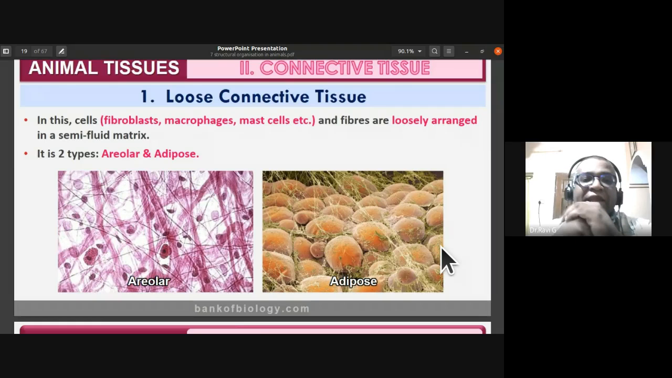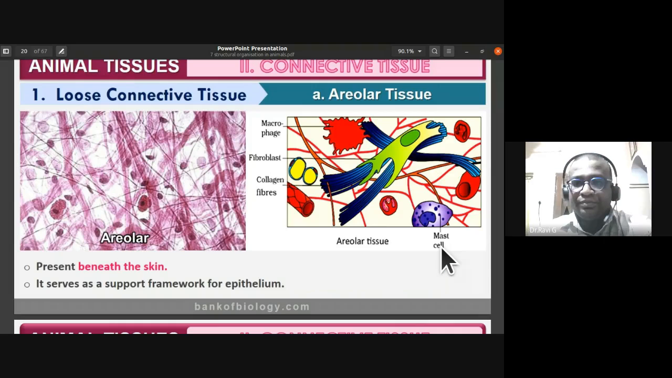In the loose connective tissue, the cells like fibroblasts, macrophages, mast cells, and fibers are loosely arranged in a semi-fluid matrix. Loose connective tissue is of two types: areolar and adipose connective tissue. The first that we are going to study is areolar tissue.